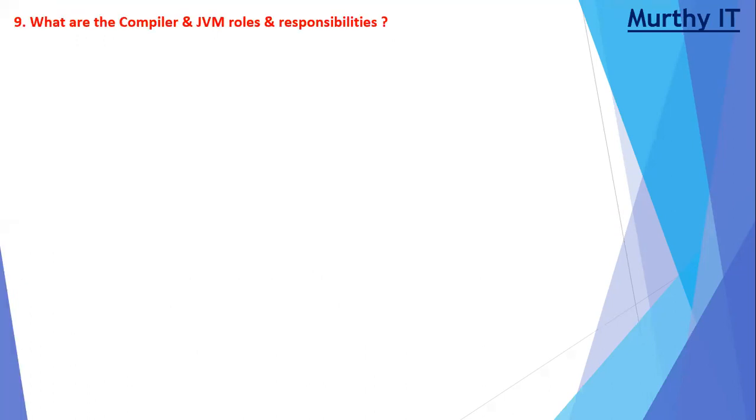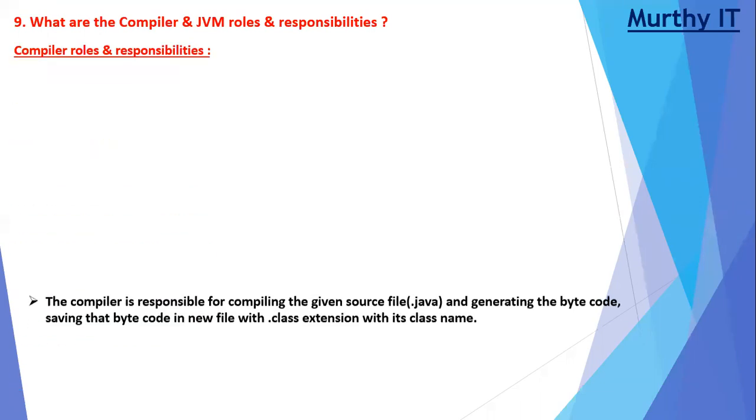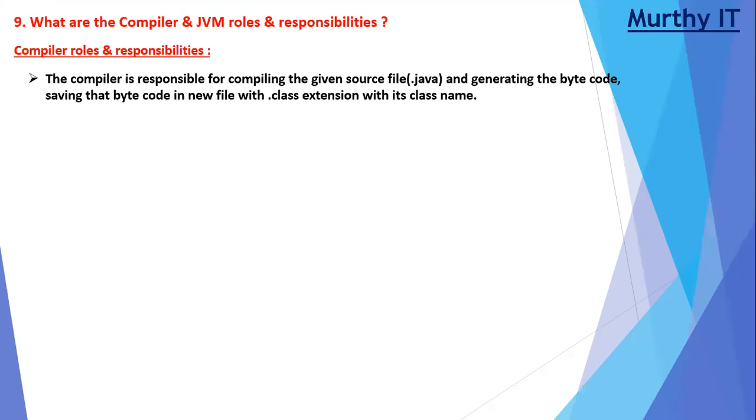Next, we are going to discuss the roles and responsibilities of the compiler and JVM while compiling and executing. First, the compiler. Its main responsibility is to take the .java file, compile it, and give the .class file. Internally, it first checks whether the .java file we gave exists in the present working directory or not. If it exists, it will do the compilation.